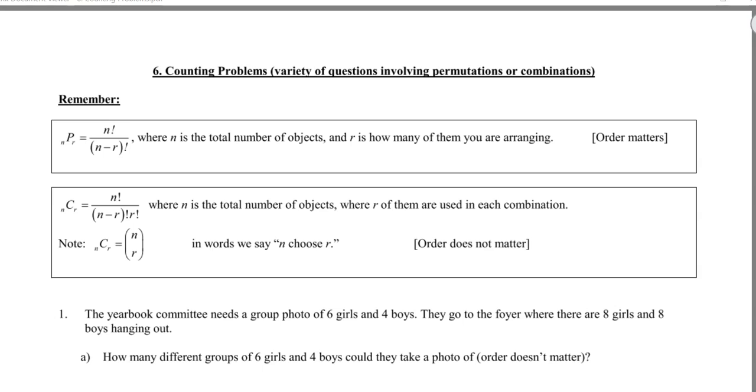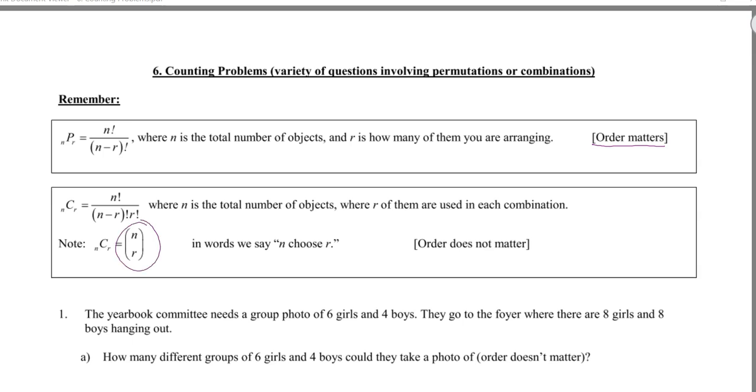Okay, so this last bit is on counting problems, which is really just anything involving permutations. And remember the formula for permutations on your formula sheet. nPr is n factorial over n minus r factorial, where n is the total number of objects, and r is how many of them you are arranging. This is where order matters. Often places where order matters are if you're choosing people for specific positions or you're putting something in a specific place.